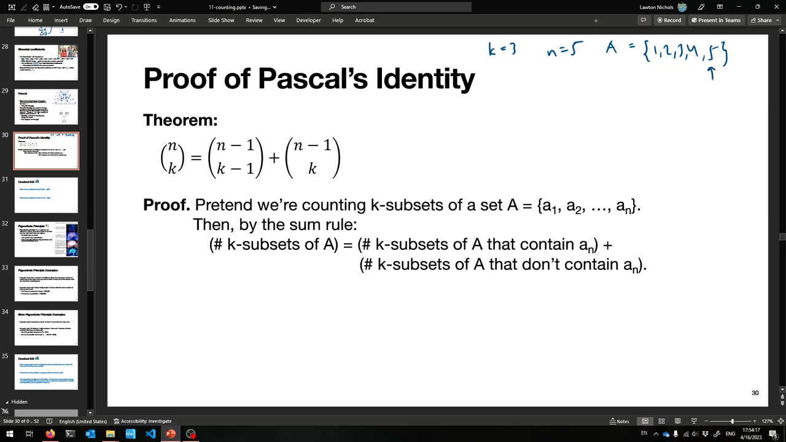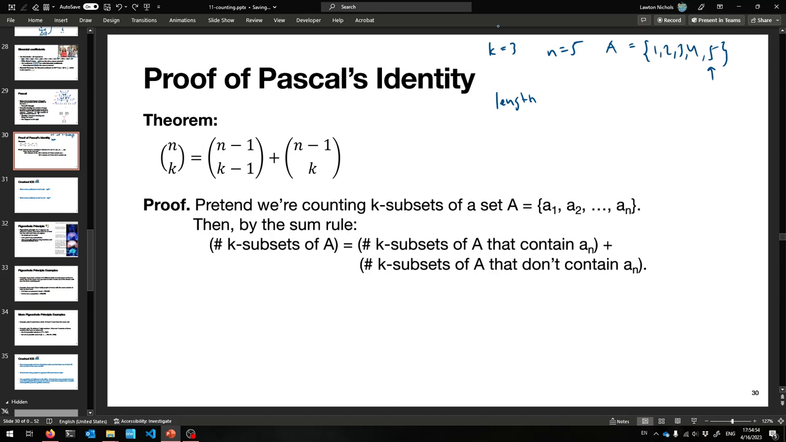And the idea is that you can split the answer on a value. Let's say that we pick 5 to split on. And you can split the k subsets of this giant set. At the end of the day, we're trying to produce size 3 subsets, and we're going to split on 5. So either the size 3 subset that we're generating has a 5 in it, or it doesn't. Let's consider those separately. That's the proof. So either there is a 5 or a non-5.